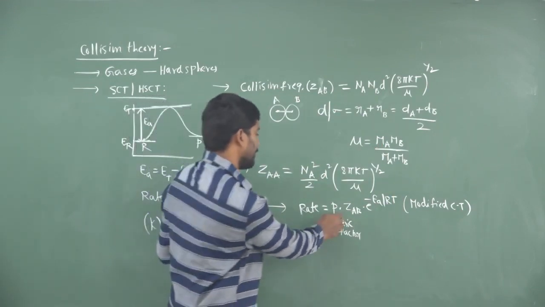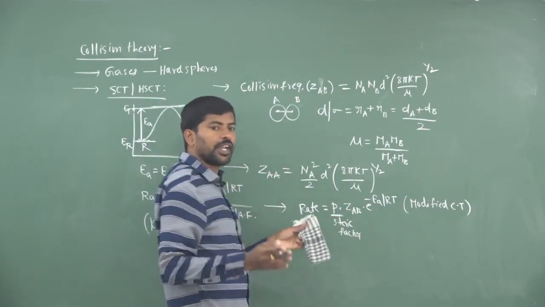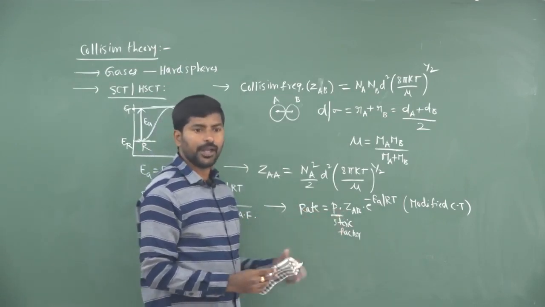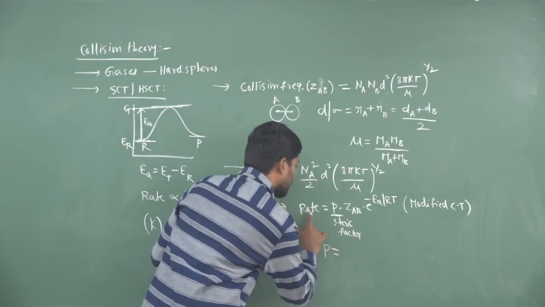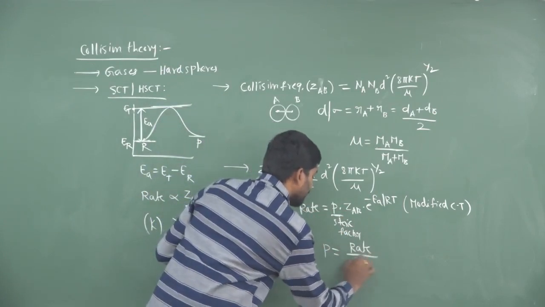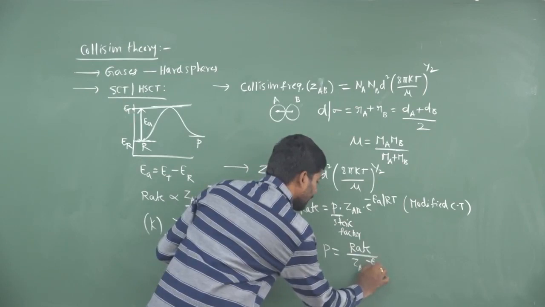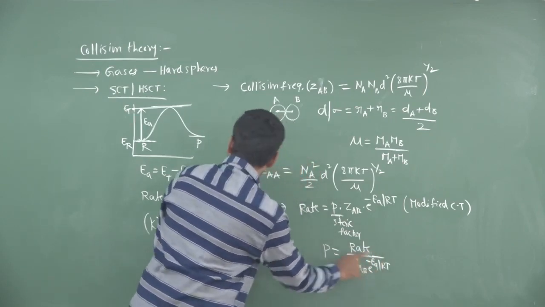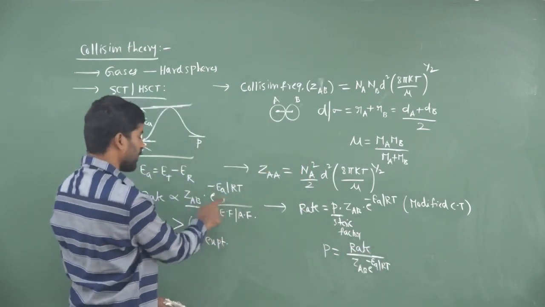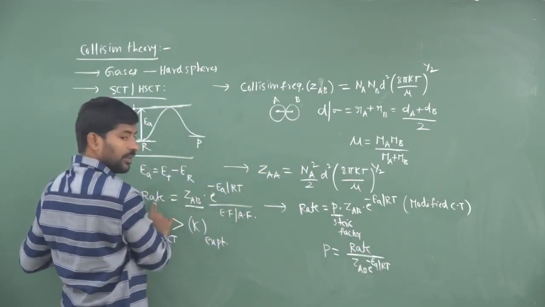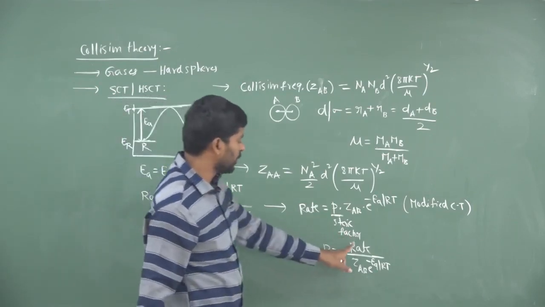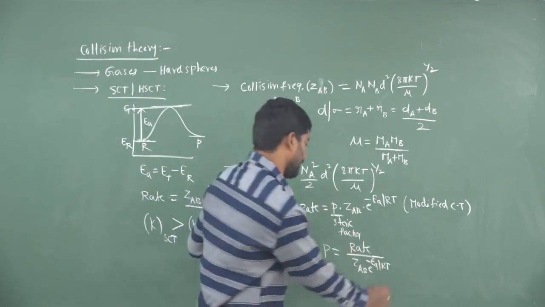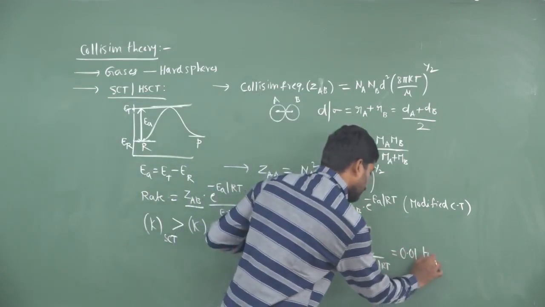By taking into consideration the orientation of molecules also, another factor is introduced, that is P. How to calculate this P? P is equal to rate divided by ZAB into e power minus Ea by RT. This is the rate obtained experimentally divided by the rate obtained based on collision theory, since ZAB into e power minus Ea by RT is the rate obtained based on collision theory. Generally the P value ranges from 0.01 to 1.